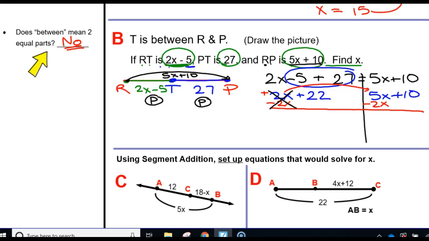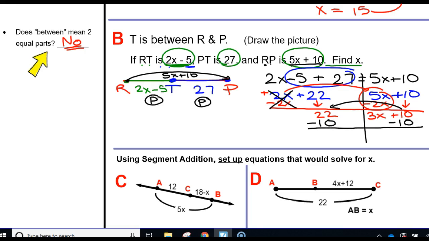So these guys are gone. The 22 comes down. I add these two together and I get 3x, and I bring down plus 10. Now I'm going to take that plus 10 and I'm going to move it back to the other side. Move that over there, so I'm going to do that by minusing 10.